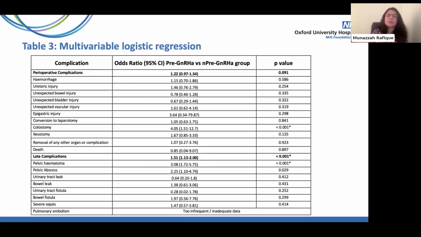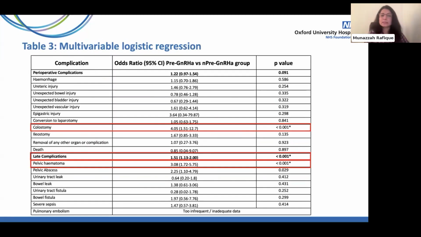But we know that we have a diverse group of patients, and we need to do multivariable logistic regression, which we did by controlling confounders, including multiple confounders in this study. So when we did that, we found that in the perioperative complications, colostomy was significantly increased in those patients who received preoperative GnRH, and late complications were there, including hematoma formation in this group. This is the data after controlling all the confounders.